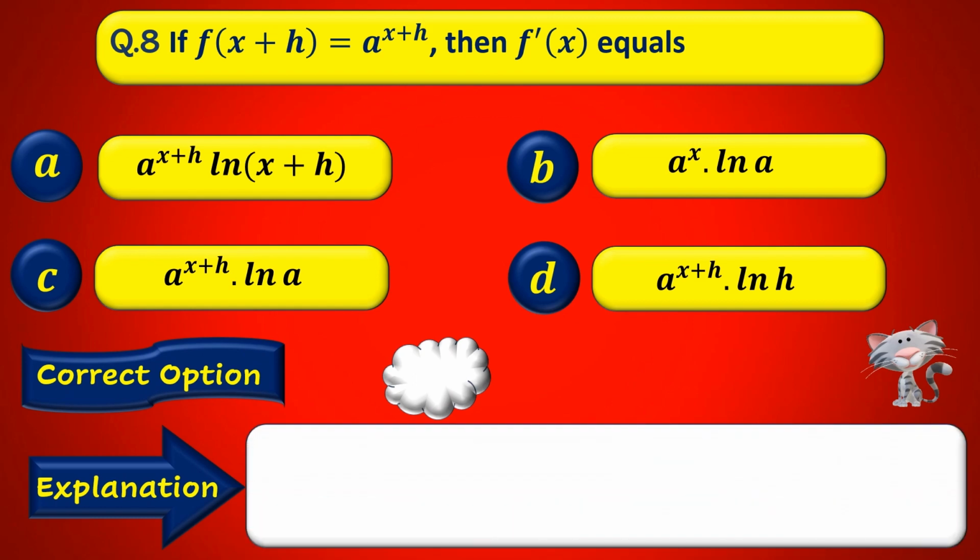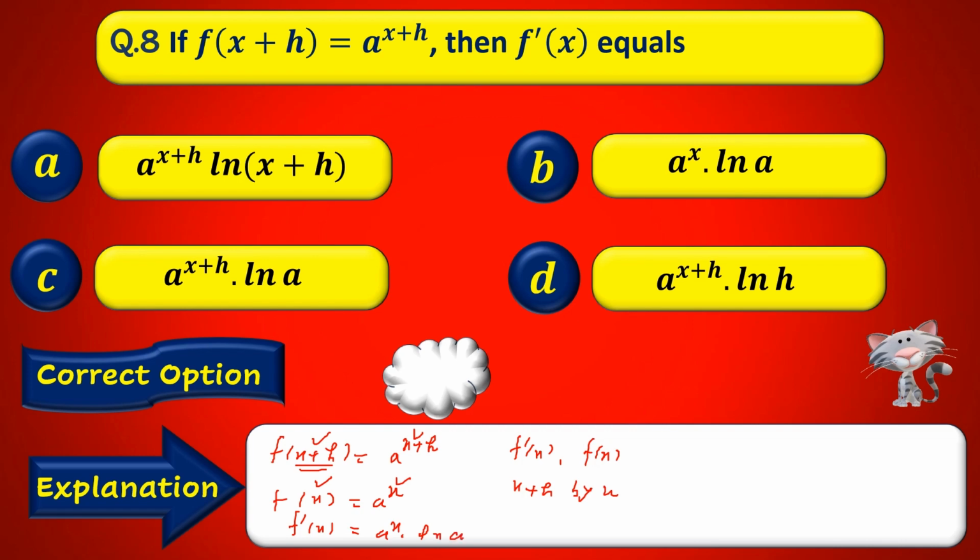The function we are given is f(x+h) is equal to a^(x+h), but we need f dash x. For this we have to find f of x, so we replace x plus h by x in the given function, so it becomes f(x) is equal to a^x. The x plus h has been replaced by x on both sides, and the derivative of a^x is equal to a^x into log of a by definition. So the correct option is option B.